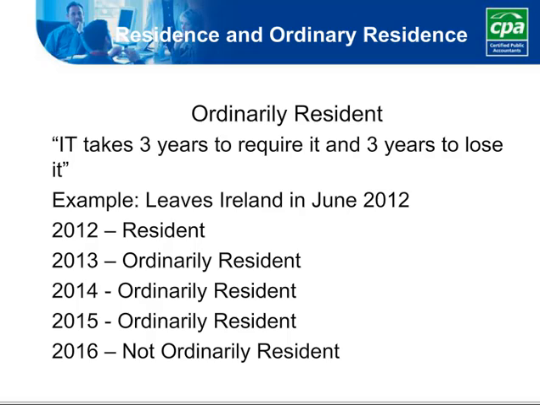So for example, he leaves Ireland in June 2012. Therefore he's either on the aggregate test, which would be 280 days, if it's before the end of June, or if it's just after the 30th of June, it would be 183 days, and therefore resident in 2012. Outside Ireland for 2013, 2014, 2015, but those 3 years he still is ordinarily resident in Ireland, and that has consequences which we'll have a look at in the next slides. Then 2016, no longer resident, no longer ordinarily resident, and we'll look at the consequences of that now in a second.